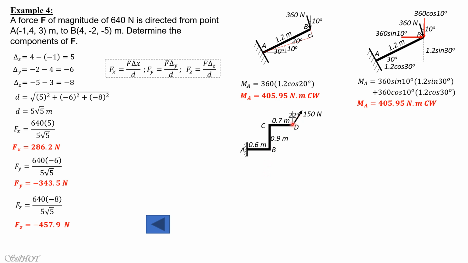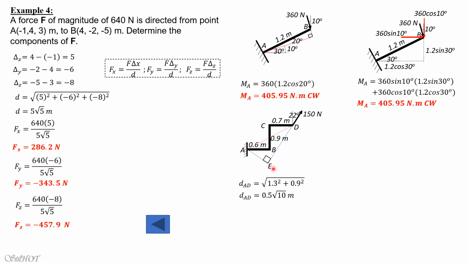The angle between 150 and the vertical is 22. So the angle between the line perpendicular to the force must also form an angle of 22 with the horizontal. So this is the direct distance. I'll call this point E. Distance AD is the square root of 1.3 squared plus vertical 0.9 squared. Distance AD is 0.5 square root of 10 meters.